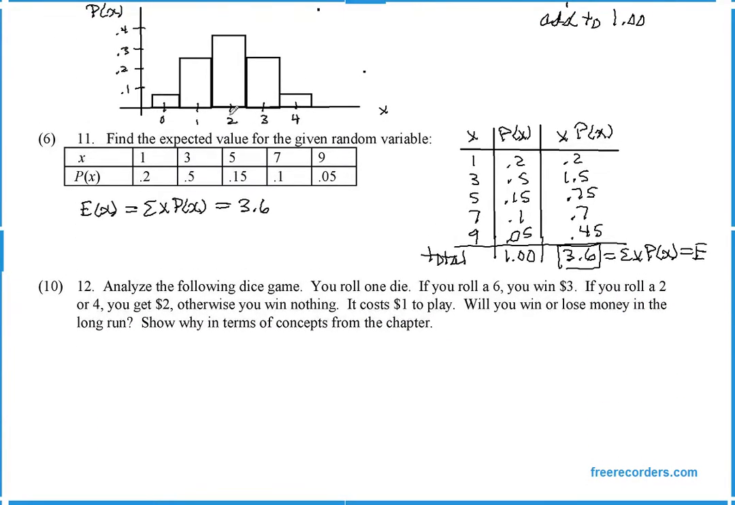And that makes sense. You can see we've got half of the bars above, half of the bars below, and our expected value going right down the middle of that center bar.